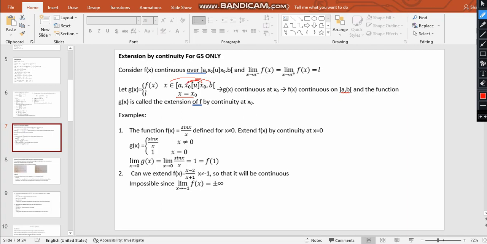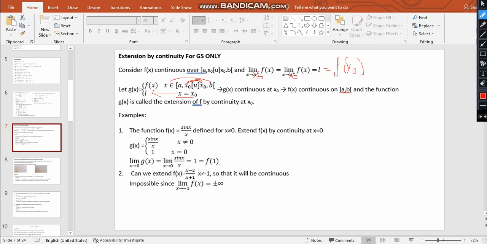Because the limit as x tends to here, sorry, you must have x0 minus, not a, x0 plus. Since the limit as x tends to x0 minus equals the limit as x tends to x0 plus of f of x equals g of x0, which is equal to L, we have added something to the function so that the function will be continuous at x0. So what we add is called extended continuity.